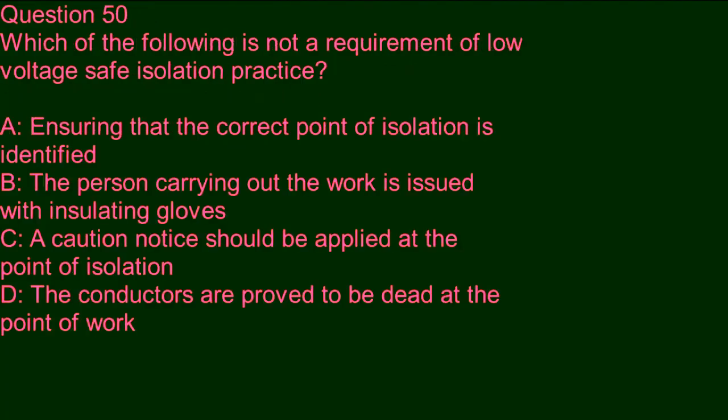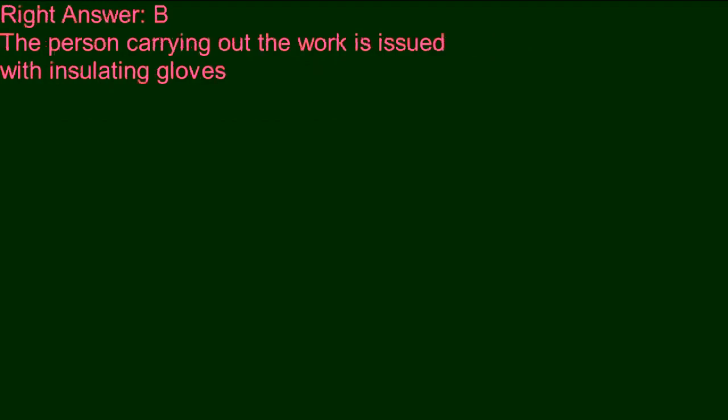are taken. Question 50. Which of the following is not a requirement of low voltage safe isolation practice? A. ensuring that the correct point of isolation is identified. B. the person carrying out the work is issued with insulating gloves. C. a caution notice should be applied at their point of isolation. D. the conductors are proved to be dead at their point of work. Right answer, B. the person carrying out the work is issued with insulating gloves.